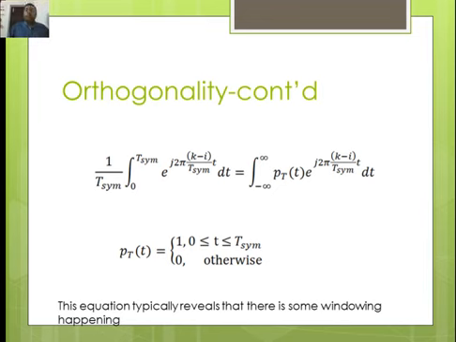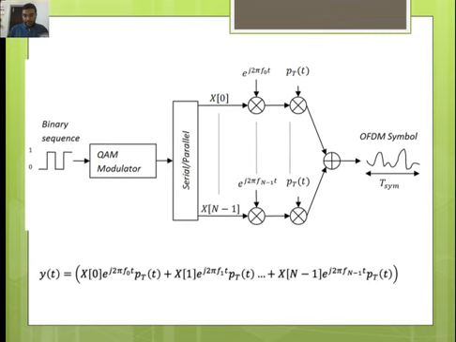Okay, the difference between OFDM and FBMC basically lies in the choice of the filter p_T(t), which is commonly called the prototype filter. Since each subcarrier needs to be filtered by this prototype filter in OFDM, we can modify the transmitter block diagram accordingly.